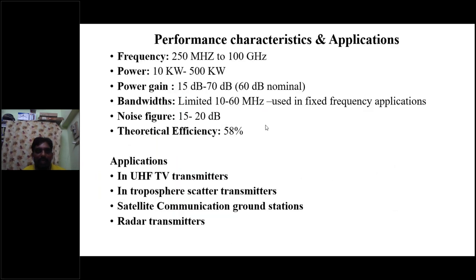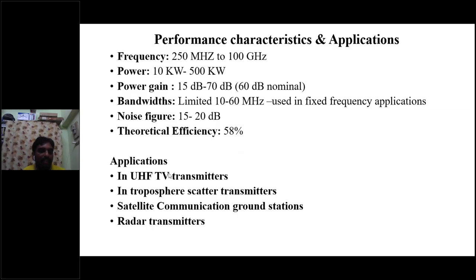And these are all the performance characteristics of our two cavity klystron: frequency ranging from 250 megahertz to 100 gigahertz, and next power gain, bandwidth, noise figure, and theoretical efficiency. We have done the analysis of how the electrons move, and now we come to the applications.